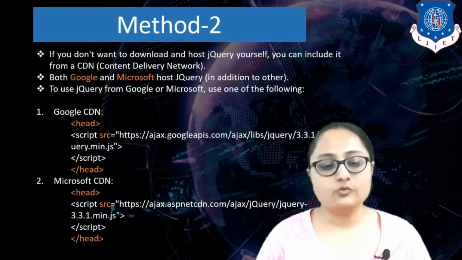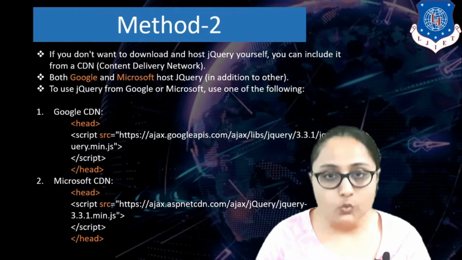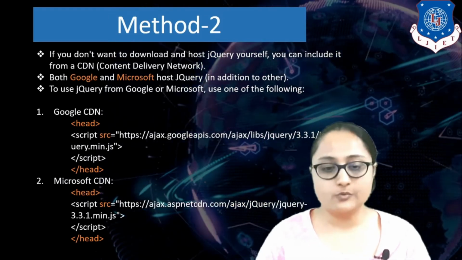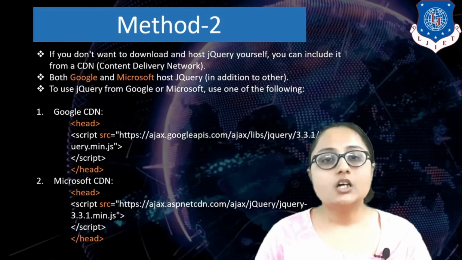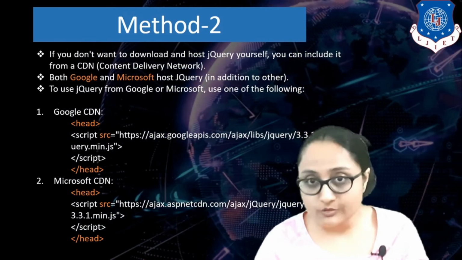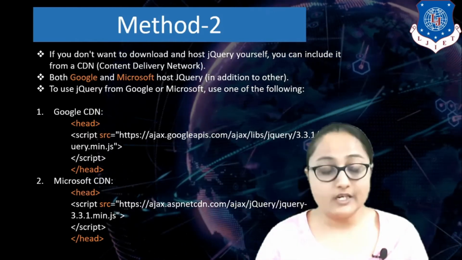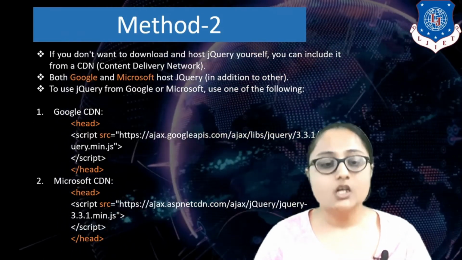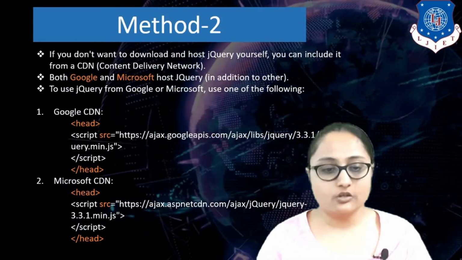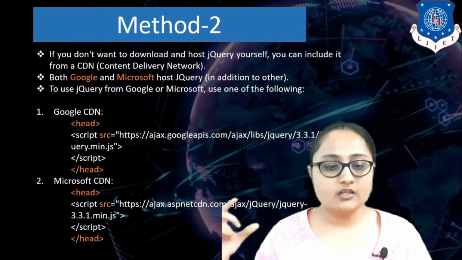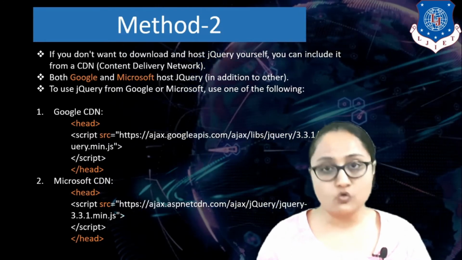So this is method 1. Now this is method 2. Here I have specified two CDNs, the Google CDN and the Microsoft CDN. Both are service providers for your jQuery library. CDN stands for Content Delivery Network. It provides you the jQuery content if you do not want to download the jQuery file onto your computer. You can just go to the Google or Microsoft CDN website, and here I have copy-pasted the code that they provide.